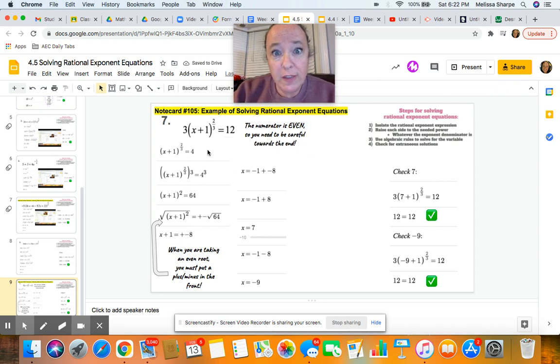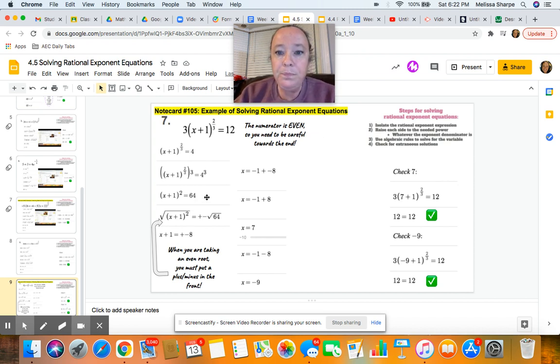So I'm going to work this with you. We still need to isolate the rational exponent expression, so that's this binomial to the 2/3. To do that, we need to divide both sides by 3. So we get here, it's all equal to 4. And then we still raise each side to the needed power. We're going to have to raise both sides to the third so we can get rid of that third on the denominator, that 3. When we do that, 2/3 times 3 is 2. And then we get a 64 on the right.